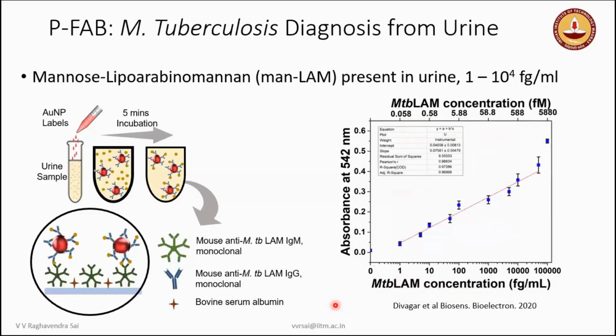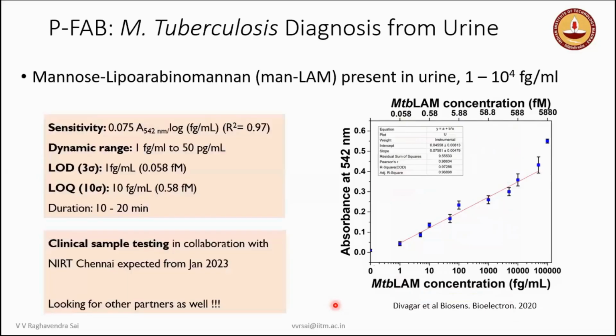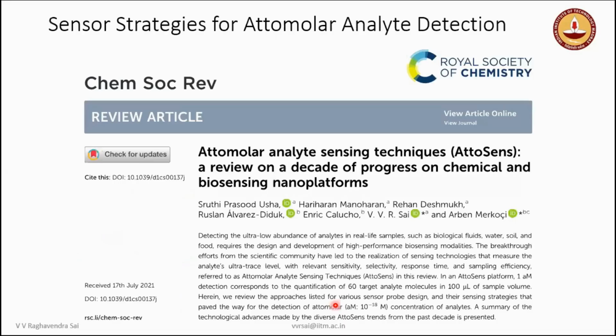Here also we see that because of the antibody combinations that we took, we were able to go down to only 58 or 60 attomolar concentrations, not 6 attomolar concentration. It depends on antibody-antigen affinity as well. And then of course, we did write a review paper on attomolar analyte detection sensitivities. If you're interested, you can refer to Chemical Society Reviews, an RSC journal.